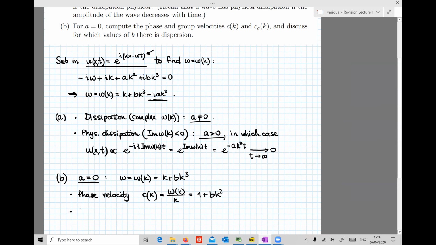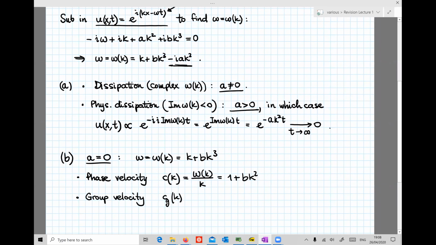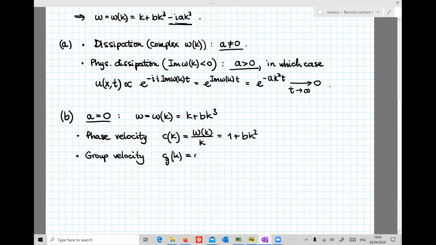On the other hand, the group velocity, cg of k, which is the velocity at which wave packets move, is just the first derivative of omega as a function of k, so we get 1 plus 3bk squared. Okay, and notice that in this case, there is a non-trivial dispersion relation, and the phase velocity and group velocity are different.